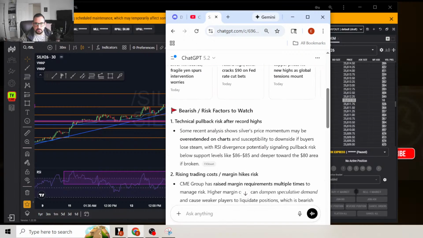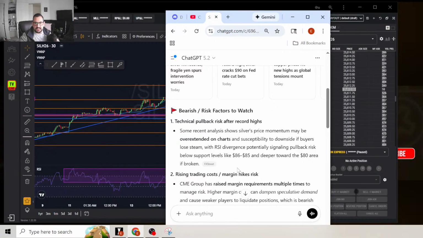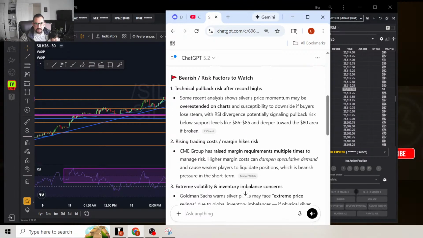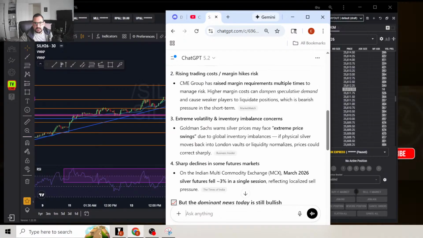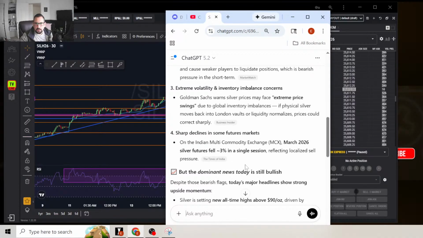Some recent analysis shows silver price momentum may be overextended on charts and susceptible to downside if buyers lose steam, which is happening. RSI diverges, potentially signaling pullback risk below support levels like 86.85 and deeper toward the 80 area if broken. CME Group has raised margin requirements multiple times to manage risk. Higher margin costs can dampen speculative demand and cause weaker players to liquidate positions, which is bearish pressure in the short term. This is normal stuff. On the Indian Multi-Commodity Exchange, March 2026 silver futures fell 3% in a single session. Interesting. Reflecting localized sell pressure. So in India, silver futures is actually dropping. Okay.